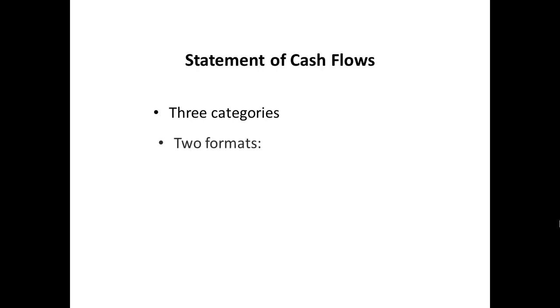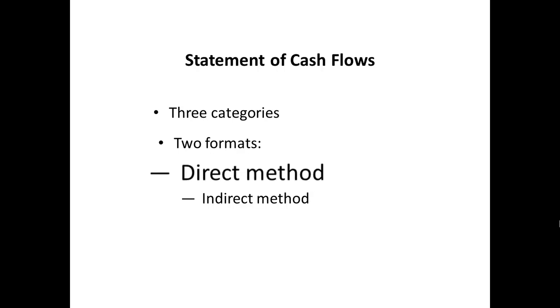FASB approved somewhat reluctantly two approaches to presenting the statement of cash flows: the direct and indirect methods. We will use the method that FASB recommends, the direct method. The first category is cash flows from operating activities, but this turns out to be the messiest of the three, so we'll save it for last.